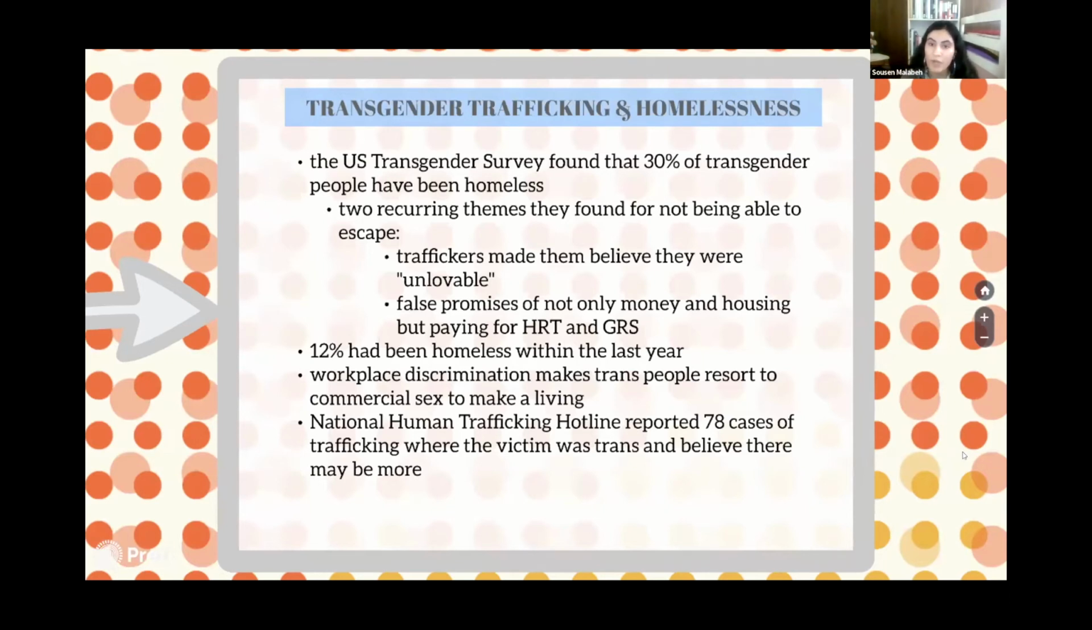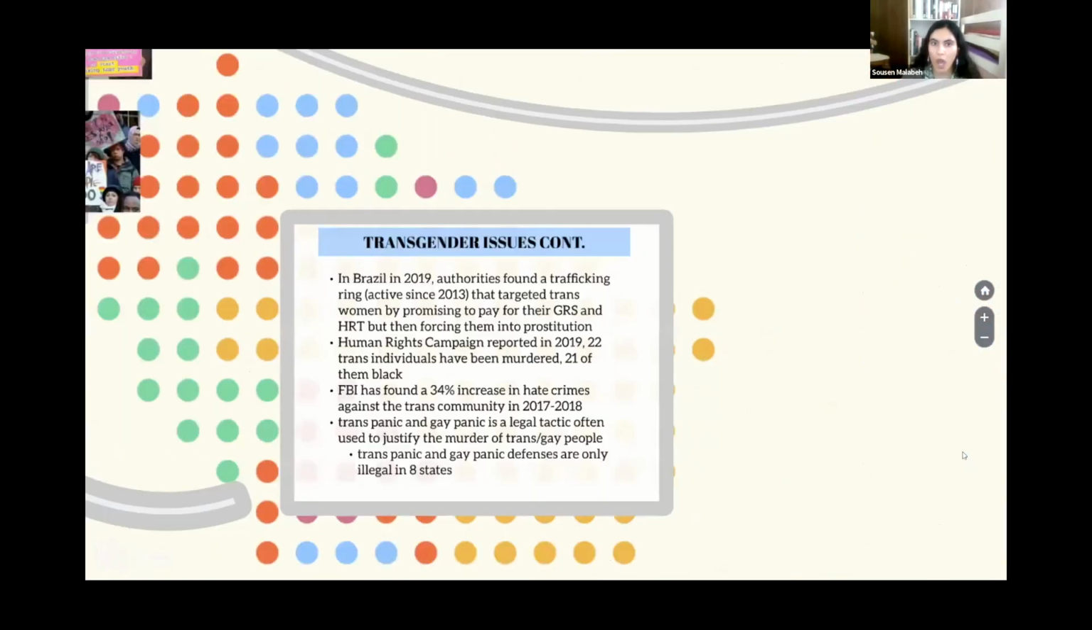12% of trans people have been homeless within the last year, and workplace discrimination is a really big obstacle that stops a lot of trans people from going into regular jobs. So that's why they will seek out commercial sex in order to make a living, which can be incredibly dangerous. The National Human Trafficking Hotline found that as of last year, there were 78 cases of trafficking where the victim was trans, and they believe there are way more cases because there's so much underreporting, and a lot of victims don't want to come forward to talk about it.